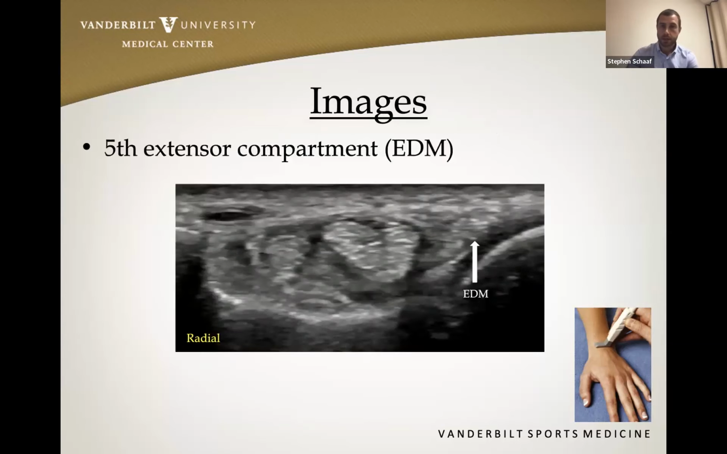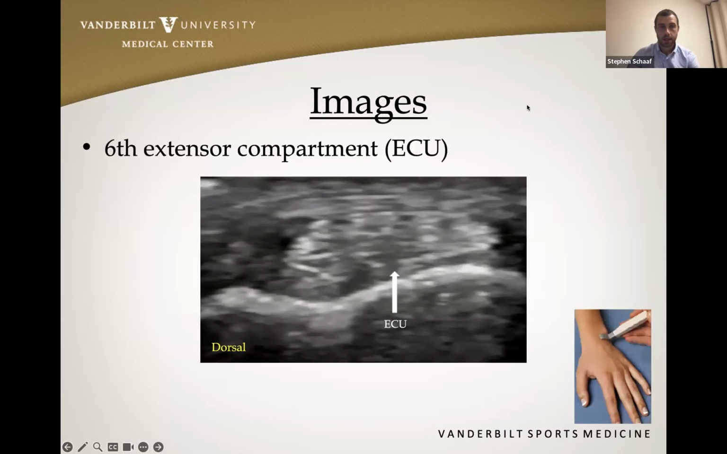Now moving on, once again more ulnarly, we're going to be seeing the fifth extensor compartment, which contains the EDM. In this case, we were not seeing any abnormalities. And then lastly, to complete this is the sixth extensor compartment containing the ECU, but once again, not seeing any abnormalities with this tendon either as far as tears or tenosynovitis.